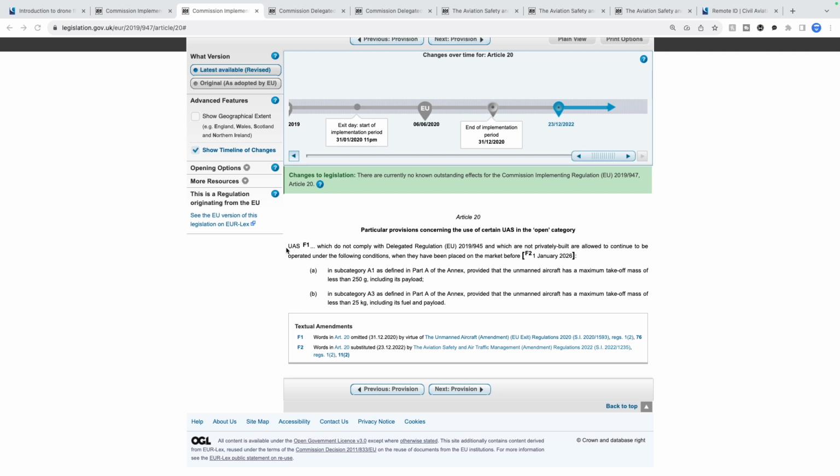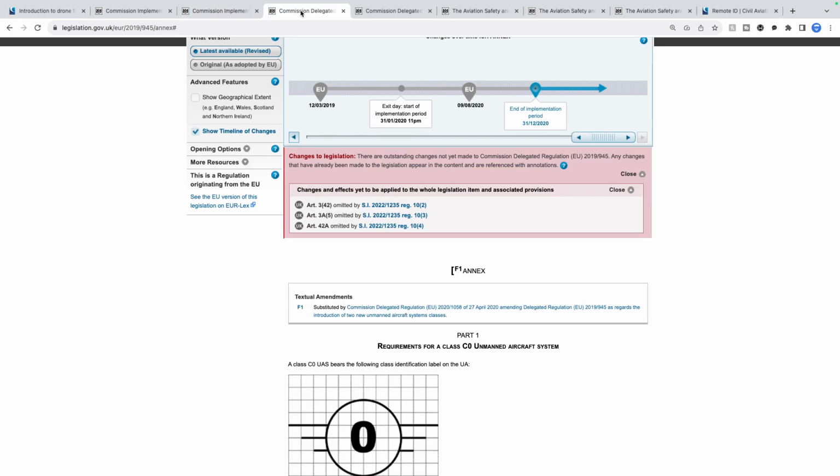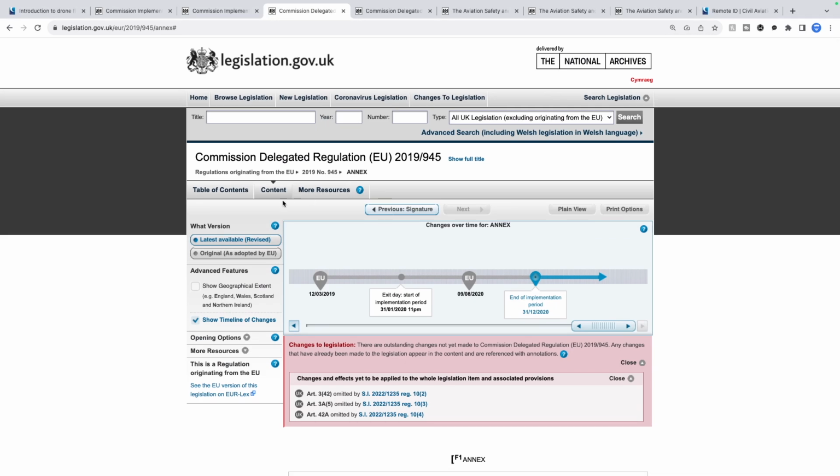UAS which do not comply can be flown here. So I thought, well, what if it does comply with this regulation? Does a Mavic 3 comply with delegated regulation EU 2019/945? Does it? Well, I don't know. Let's have a look and see. Okay, so I had a look to see.